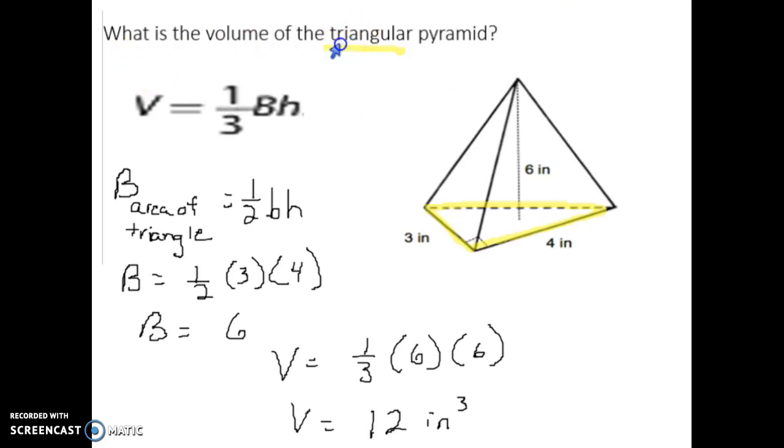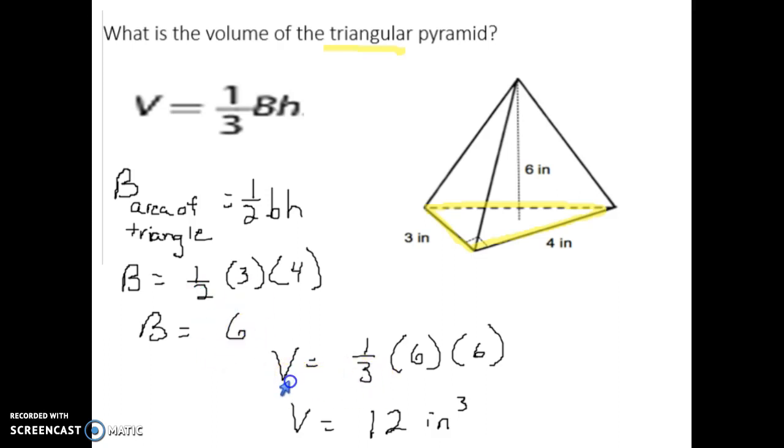This one wants the volume of a triangular pyramid. So if we have a triangular pyramid, then capital B is going to be the area of that triangle. The area of a triangle formula is 1/2 the base times the height. Since we have a right triangle, they've given you this picture with a right angle here, then 3 is our base, our height is 4, and so 1/2 times 3 times 4, 12 divided by 2 is 6. Now we have the area of our base.